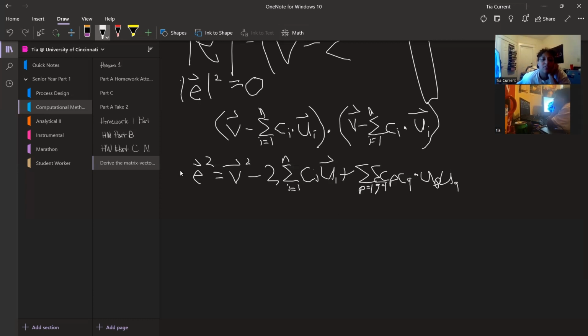Okay, so basically this is the e squared. But we want to minimize the derivative. So we're going to take the derivative of this, the e, with respect to our coefficient, but with a j variable, which we will talk about why later.